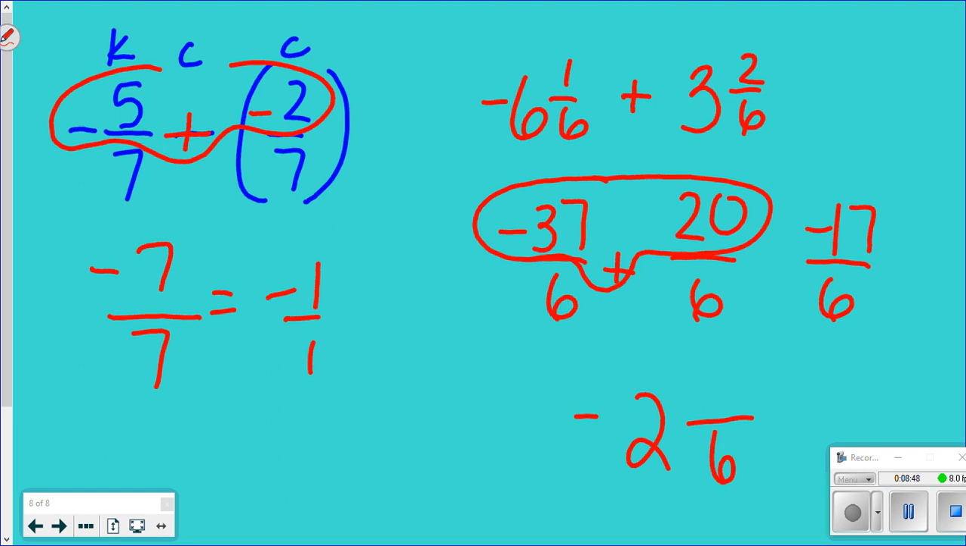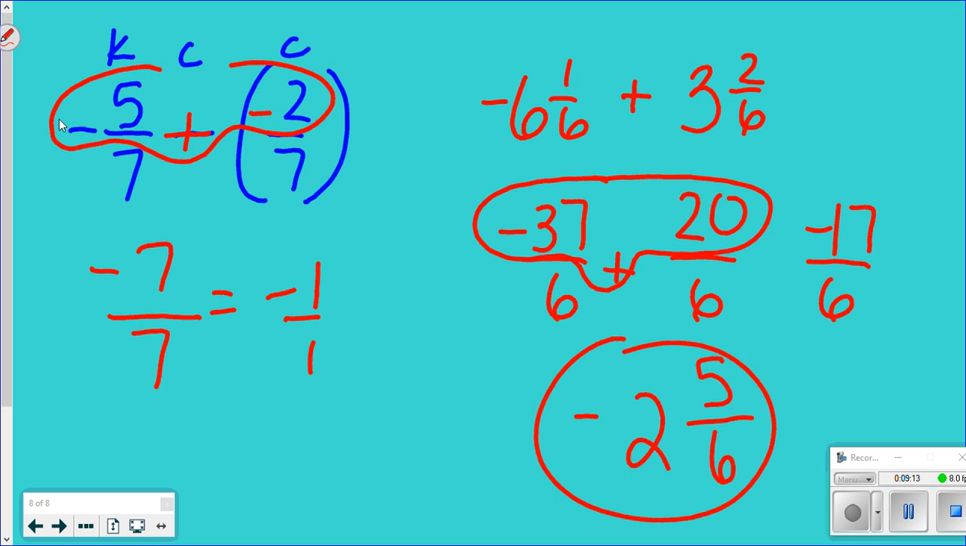Let's see, that's going to be 2. I think that's what it's going to be. 2 and 5/6. And then it's a negative because that 17 is a negative number. If you didn't do it that way, and you wanted to do it the way I talked about before, you'd have to say, okay, well, I have negative 6, so that's going to be 6 cats. I have 3 dogs. I can make 3 ordered pairs. So really, you take 6 and 1/6 minus 3 and 2/6.